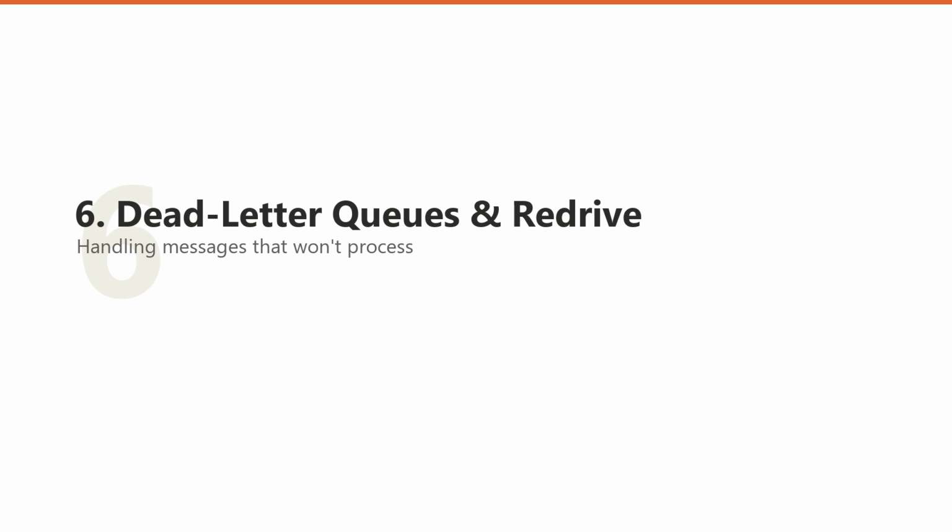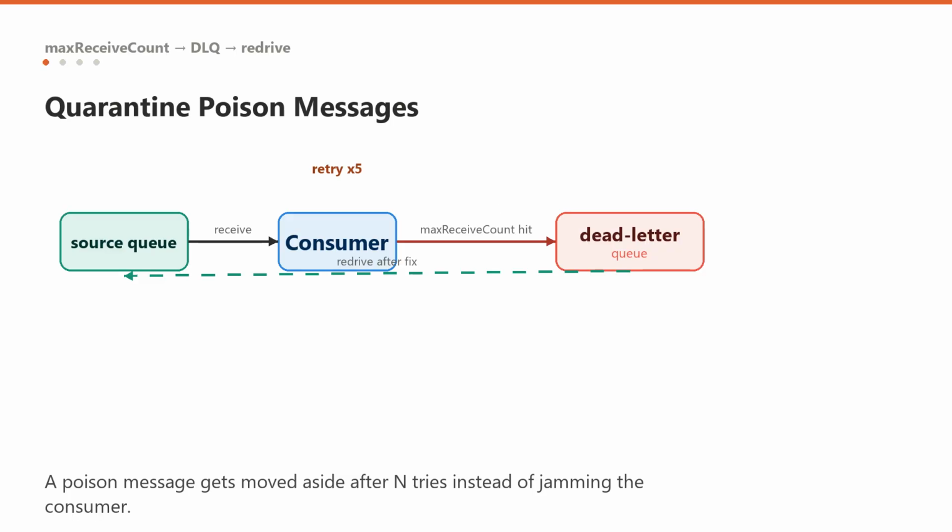Concept 6, Dead letter queues and redrive. This is how you handle messages that just won't process. Sometimes a message fails over and over. Maybe it's malformed, a poison message. You don't want it retried forever.